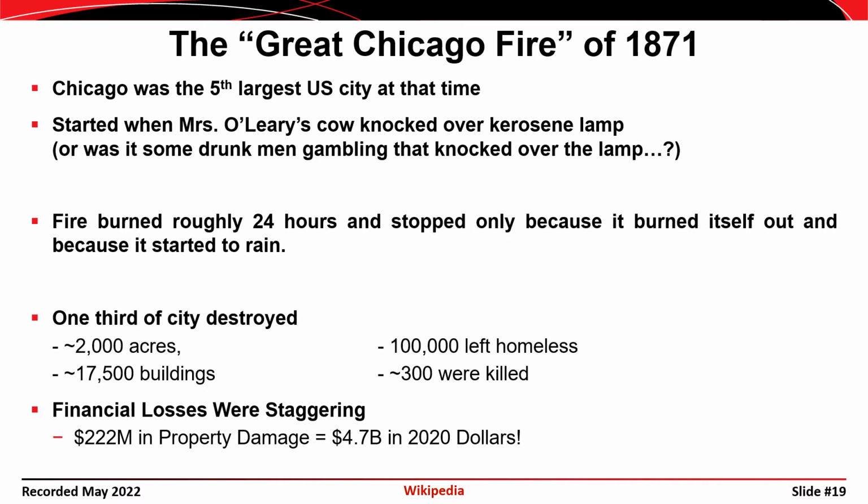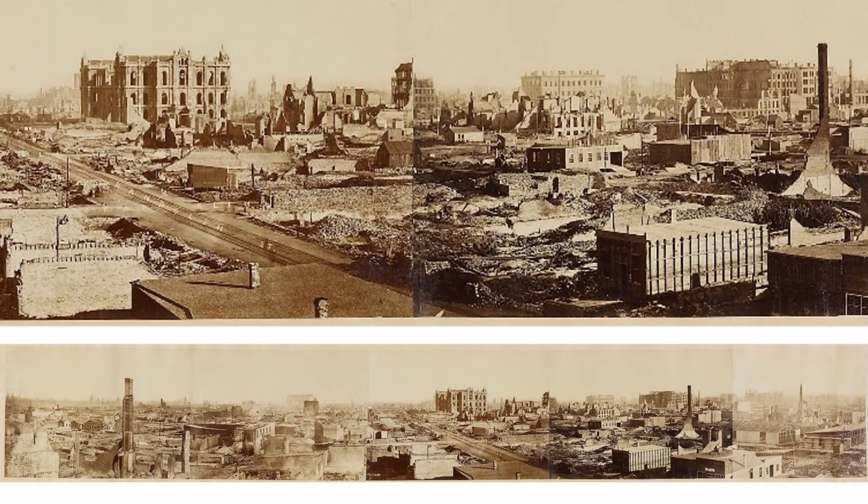So one third of the city was destroyed, including 2,000 acres of property. 17,500 buildings were destroyed. 300 people were killed, and about 100,000 were left homeless. The financial losses were also staggering: $222 million in property damages at the time, which would correspond to almost $5 billion in today's money. The pictures on this slide obviously are old; they come from the 1800s, but they show the devastation in the city after the fire. You can just see that most of the buildings were turned to rubble.